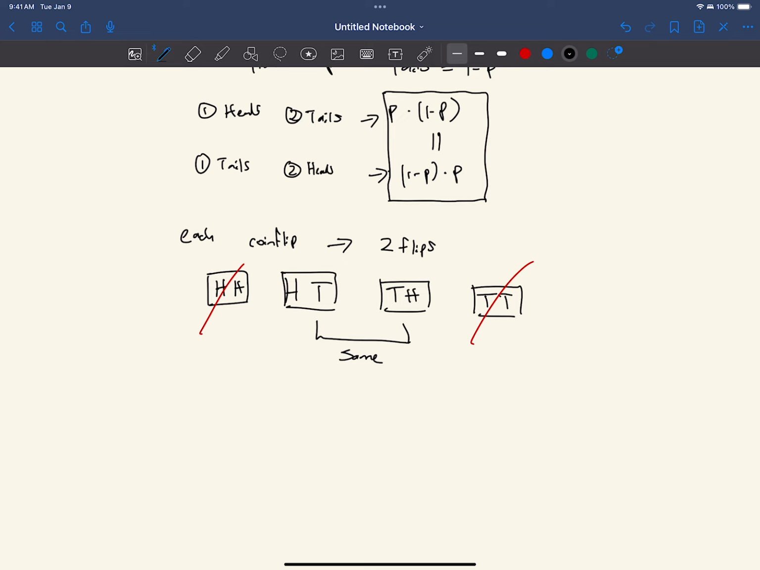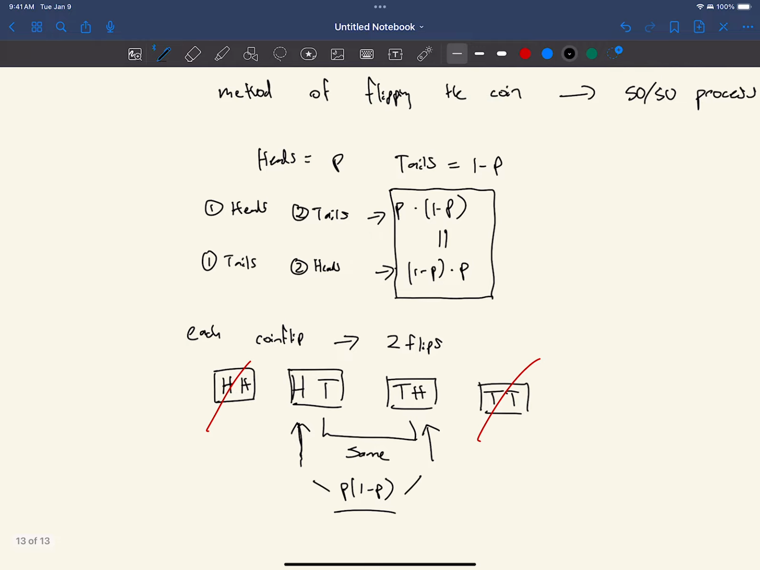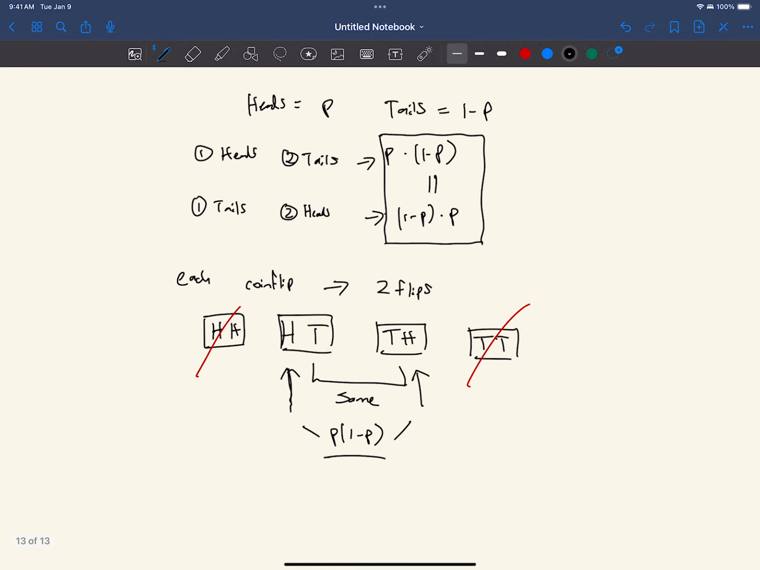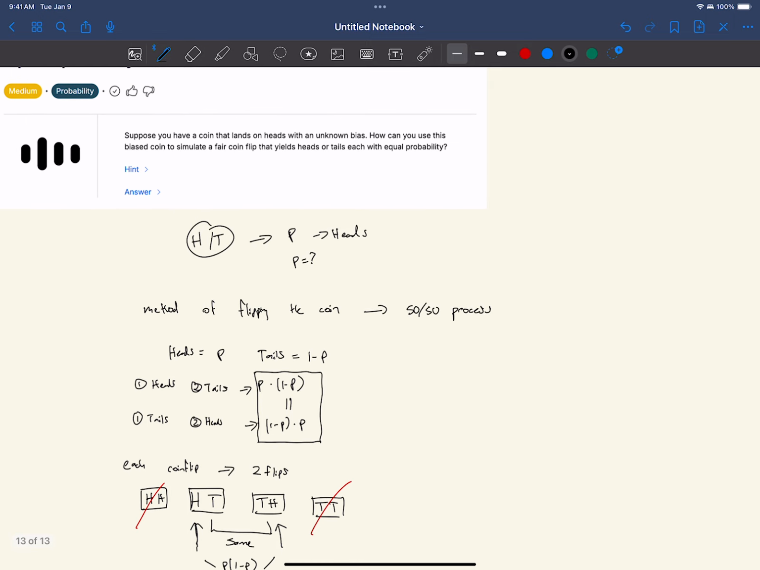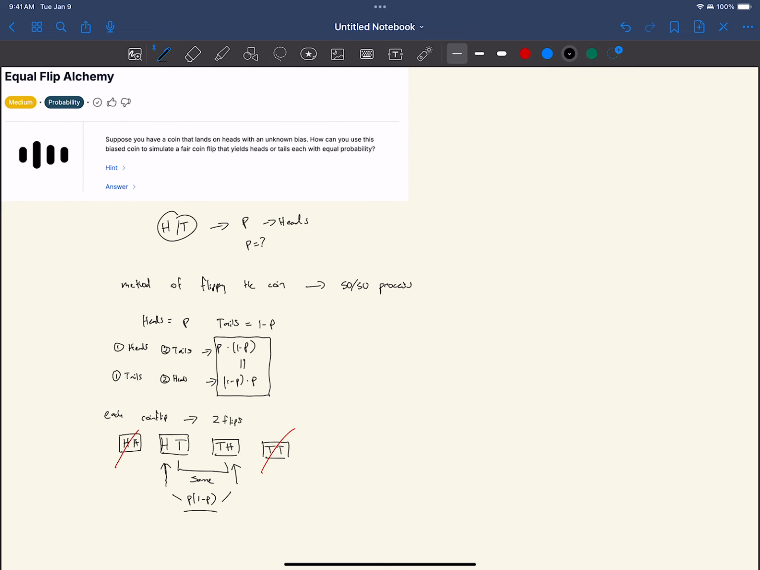We either get heads, tails, right? Or we get tails, heads. And both of these have a P times 1 minus P probability of happening, right? And so if we condition on this, if we get either heads, tails, or tails, heads, as our new heads and tails, this is now a fair coin. This is a method of flipping this unfair coin that gives us a 50-50 process. And that's the answer to the question.